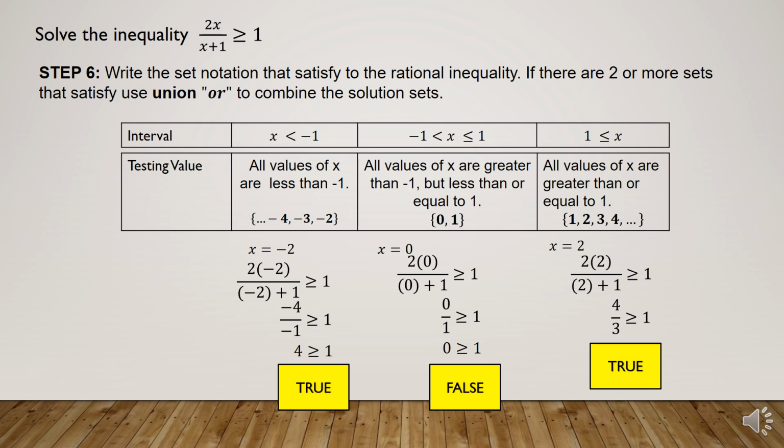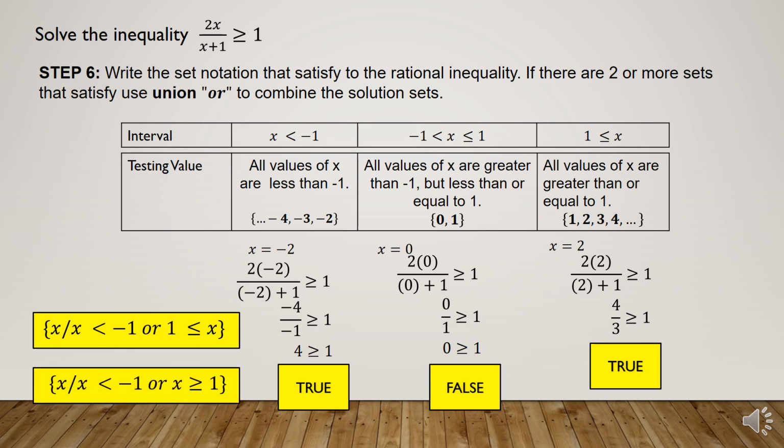You have observed that the first interval is true, the second is false, the third is true. Therefore, the solution set is the set of x such that x is less than negative 1 or 1 is less than or equal to x. You have observed we combine the intervals that satisfy the given inequality. Or you can also write it in this form: the set of x such that x is less than negative 1 or x is greater than or equal to 1. They are just the same.